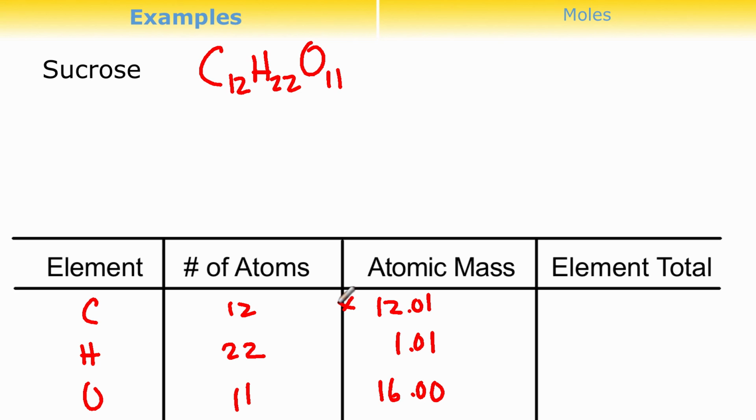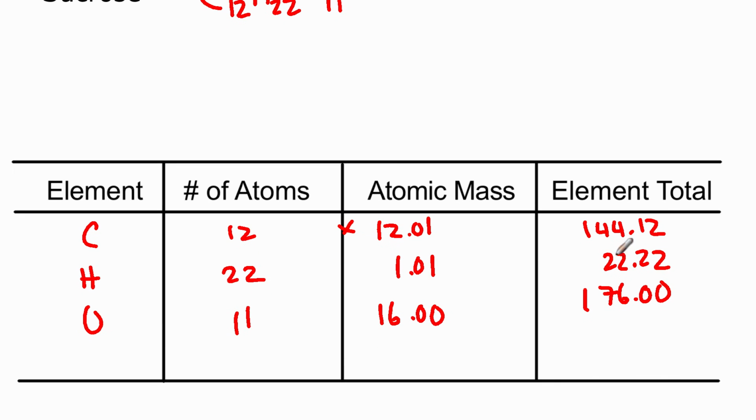Now what you do is you just times those. So 12 times 12.01 gives me 144.12. Hydrogen, 22 times 1.01 gives me 22.22, I think. And then 11 times 16 is 176. So that is the sort of subtotals for each element. Then to figure out the total molar mass of sucrose, you would just add those up.